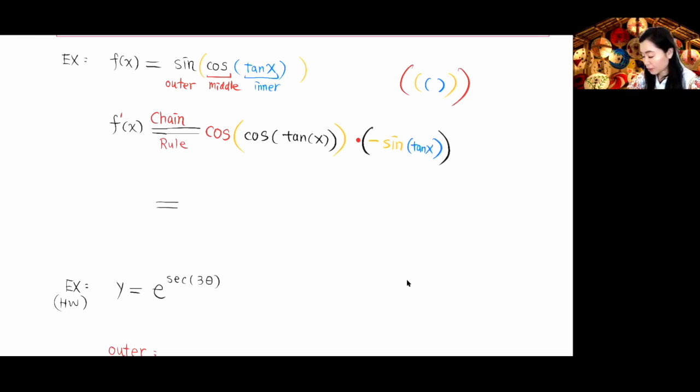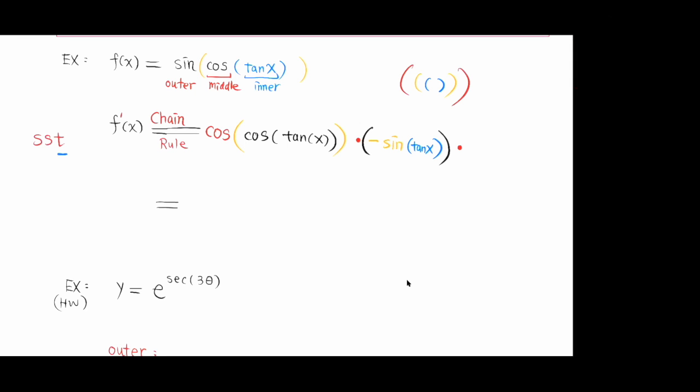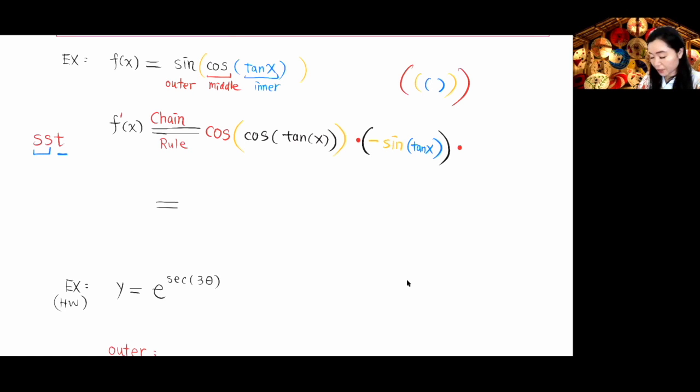Now we get to the innermost one. What's the derivative of this inner function, tangent x? Remember SST, right? What's the derivative of tangent? Secant squared. Secant squared, yeah. The derivative of tangent is secant times secant, which is secant squared. Okay, so that's secant squared.